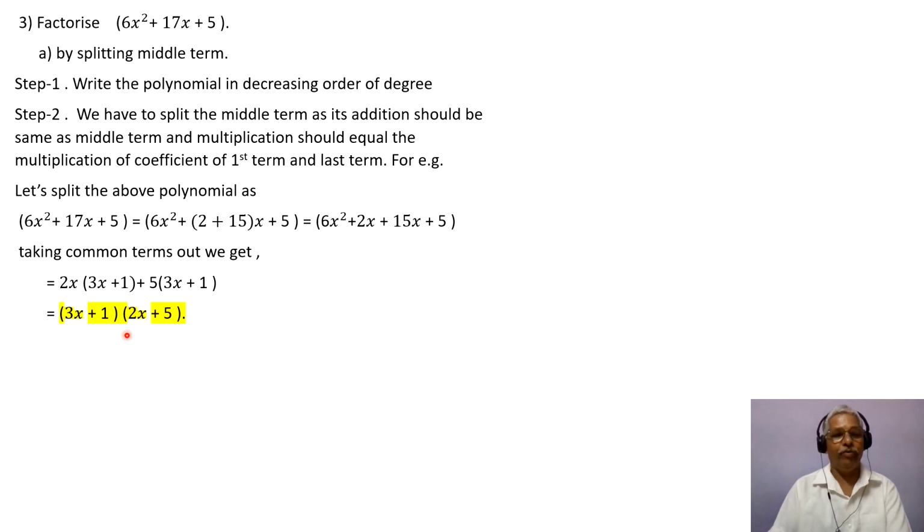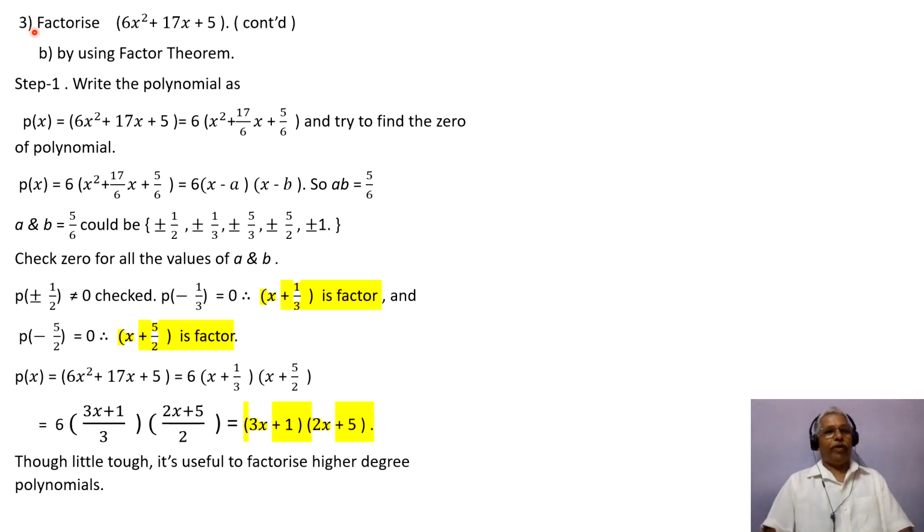Now we will try by another method also. So factorizing this polynomial continues now by factor theorem: 6x square plus 17x plus 5. Okay, now step 1, I am giving only step 1. There is a start of step 2 and step 3 somewhere else. You have to look at where it is. Okay, you need not write all this in exam, but we should know the proper method of finding the factors by factor theorem. Okay, so I am writing this.